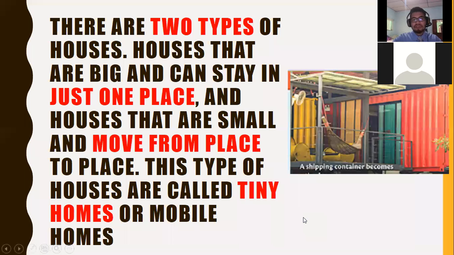So we're going to start talking like there are two types of houses. Houses that are big and can stay in just one place, and probably the ones that you have, the one that I have, that they don't move whatsoever, they are kind of big. However, there are houses that are small and move from place to place. This is the type of houses that is called mobile homes or tiny homes.